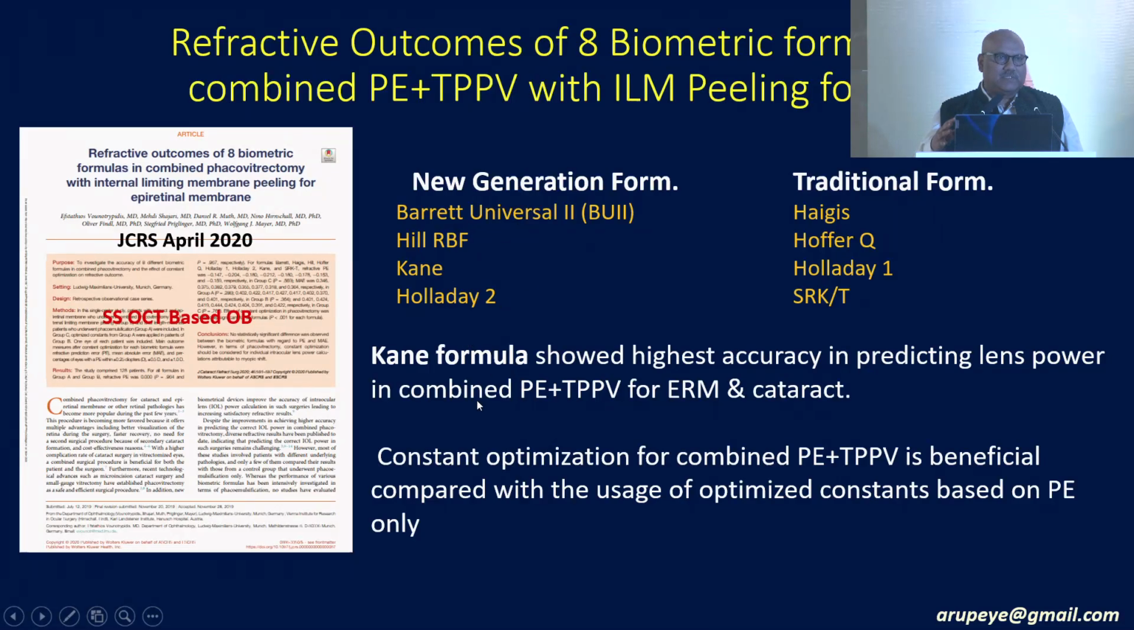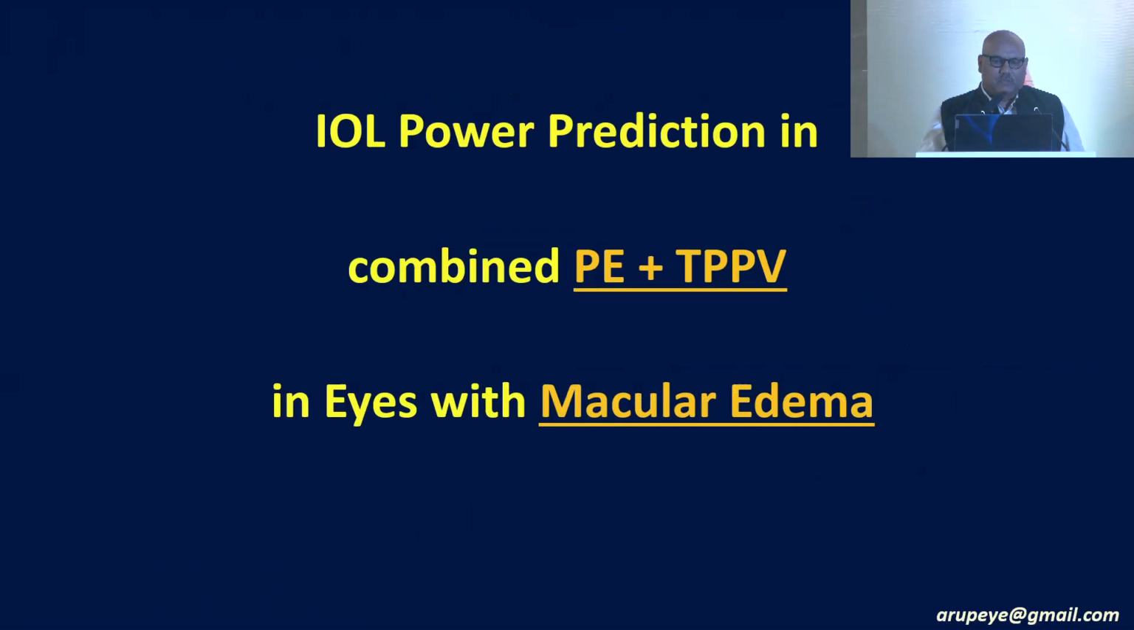So what I do in these situations is I calculate the IOL power using all the formulas, and most of the time the formulas tell me the same result. If there is a change in the result, then I use the Kane formula because it has been proven for more than 5 years that it has given good results.